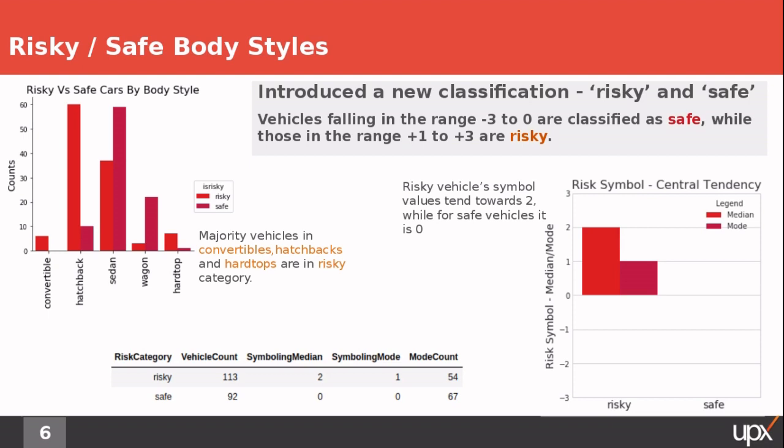On the left hand side, you can see that convertibles, hatchbacks, and hardtops are the majority that fall into the risky category, while sedans and wagons are mostly safe vehicles as far as an insurance company is concerned. On the right hand side, you can see the central tendency of the symboling value. For safe vehicles, they tend to 0, while the risky vehicles tend to 1 and 2, median and mode. Because these are categorical values, there's no point in calculating the mean of these. And on the bottom table, you can see the count of vehicles that fall into risky and safe categories.